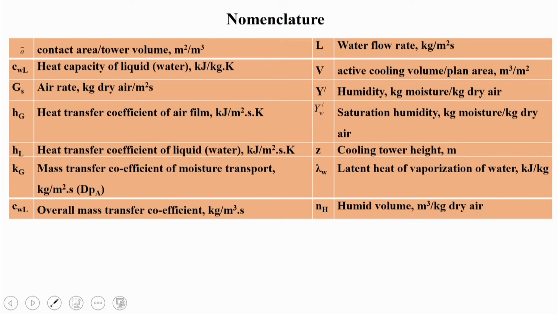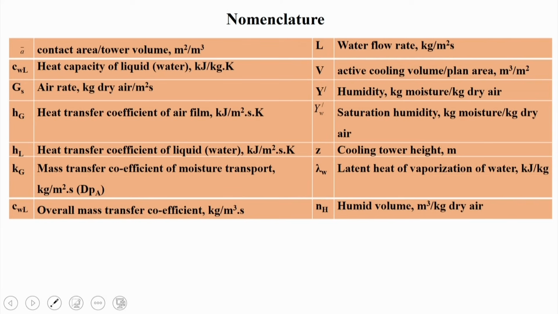Then Gs is equal to the air rate, in kg dry air per meter square second, on a dry basis. Small hg is equal to the heat transfer coefficient of the air film, in kilojoule per meter square second Kelvin, and small hL is equal to the heat transfer coefficient of the liquid water, in kilojoule per meter square second Kelvin. Small kg is equal to the mass transfer coefficient of the moisture transport, in kg per meter square second, and kga is equal to the overall mass transfer coefficient, in kg per meter cube second.